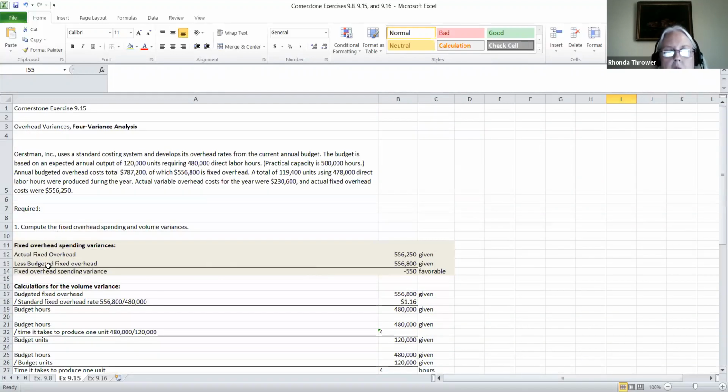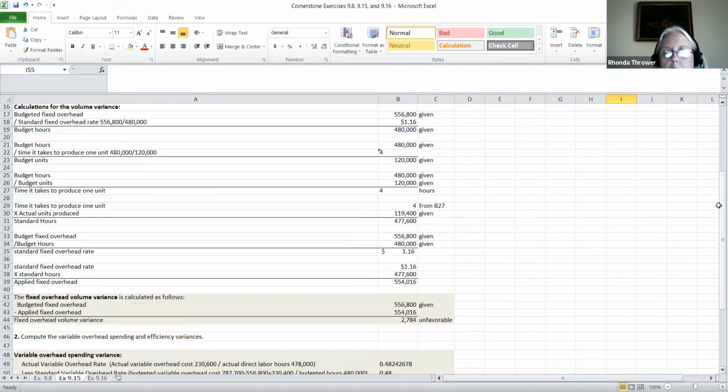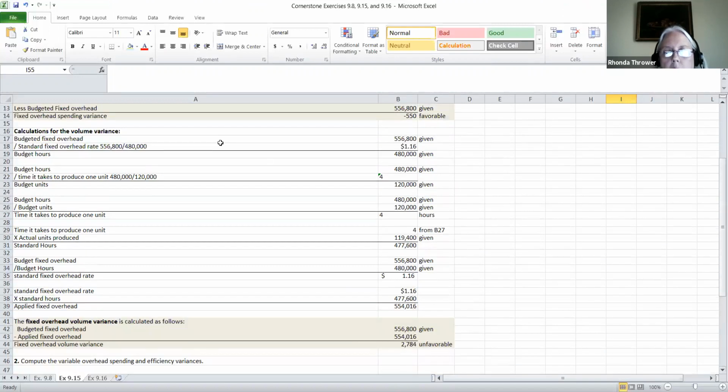And you need to learn these formulas here. And the variance analysis is highlighted. The rest of these formulas are just needed to be able to calculate the actual variances.